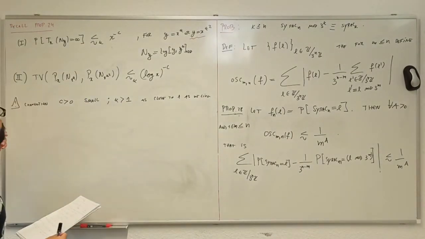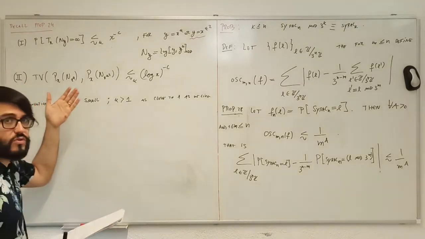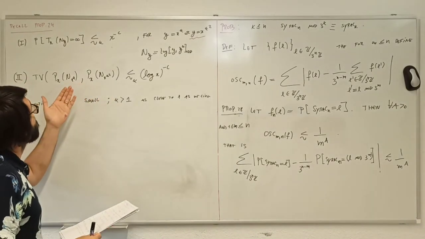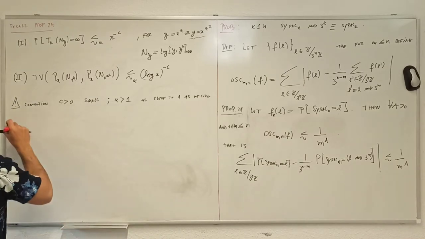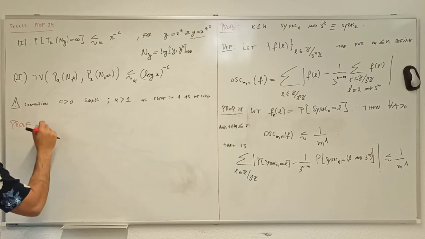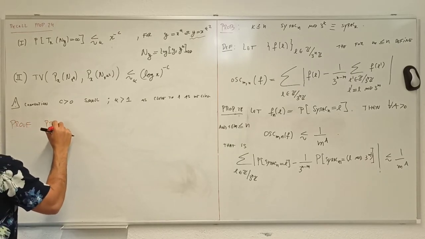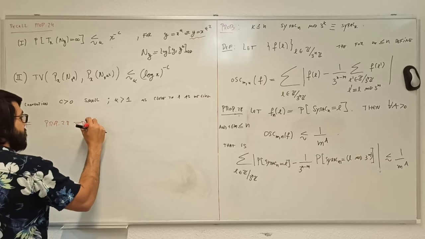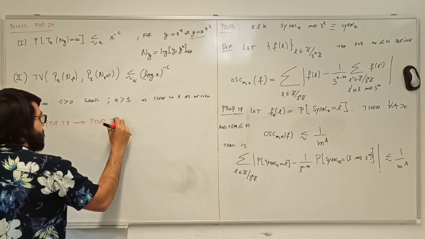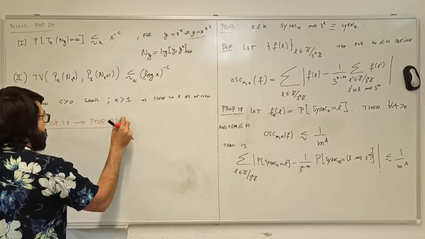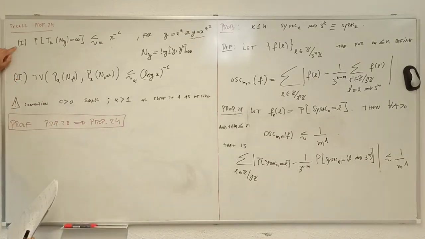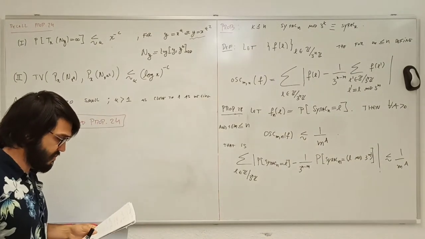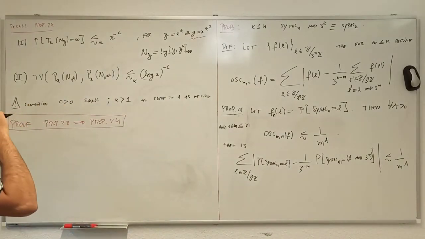So that's proposition 24, and with that we showed the main theorem using proposition 24. So now we show that proposition 28 implies proposition 24. Let me prove that. First I prove 1 and then I prove 2. So 2 is much harder than 1, but still we need some work.